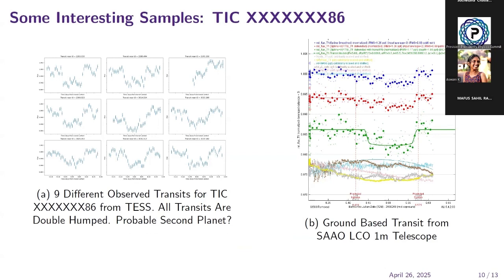We also found two interesting examples during this process. This is one of the test candidates. We find 8 complete transits from TESS, all of which are double humped, and consistently double humped. In the plot next to it, I showed the ground-based transit from the South African LCO observatory. This is also double humped. It is still not clear why this is, but the consistency could be because there is a small planet with exactly the same ephemeris.